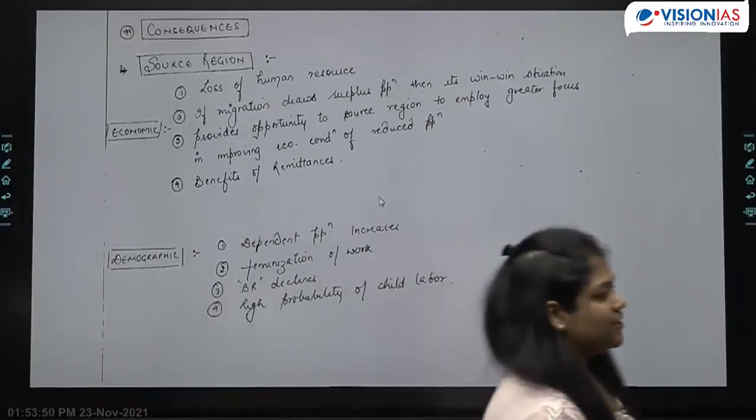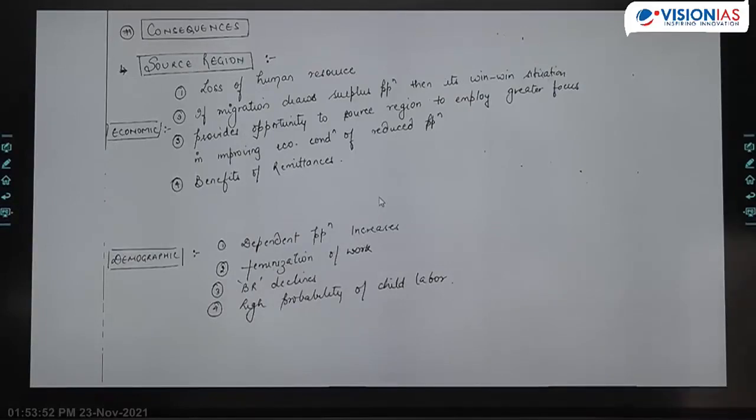Whenever you are discussing a question on consequences, there might be a question with respect to consequences of internal migration. So whenever you are discussing the consequences, discuss the source region, discuss the destination region, and discuss the migrants. So when you are discussing the source region, what would be the economic consequence? What would be the socio-cultural consequence? What would be the political consequence? What would be the demographic consequence?